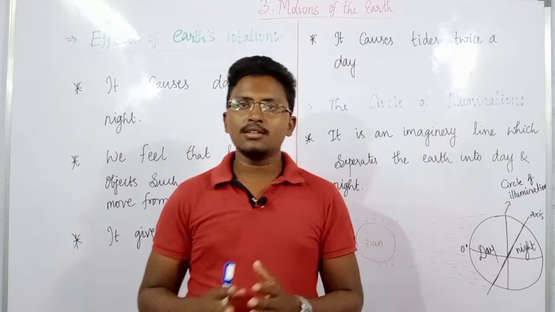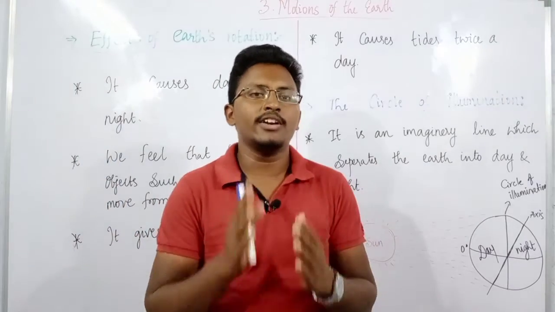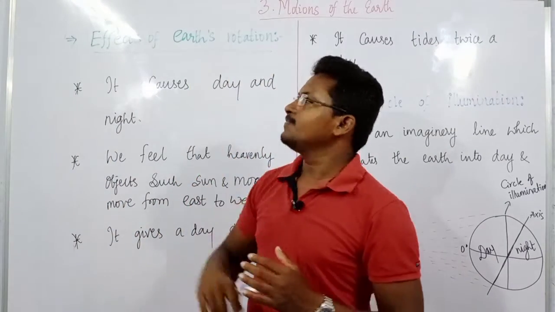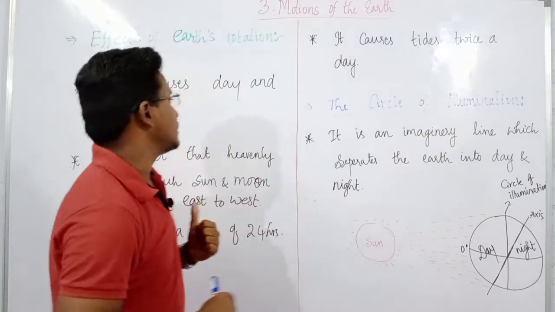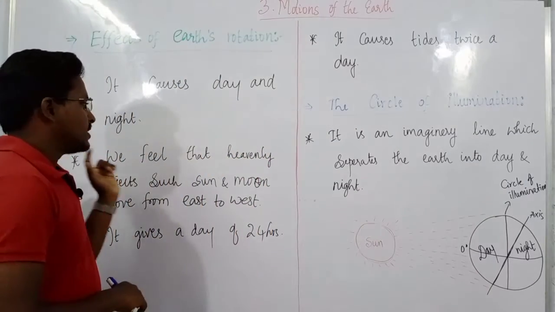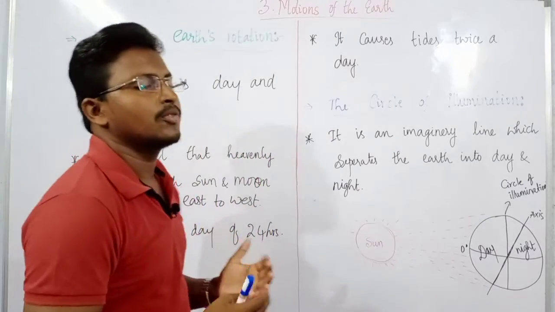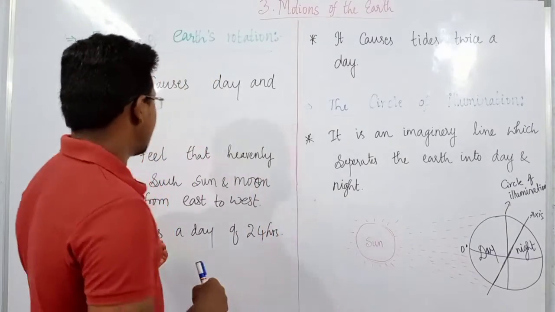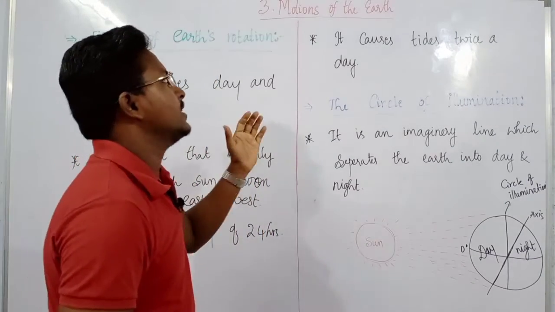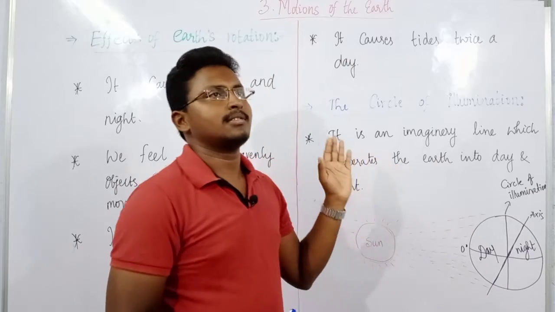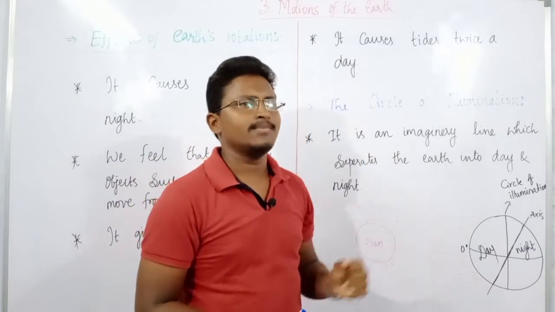So these are some of the effects of the rotation of the earth. Mainly, it causes day and night, we feel that the sun is moving from east to west, it gives a day of 24 hours, and it also helps in causing the tides two times in a day.